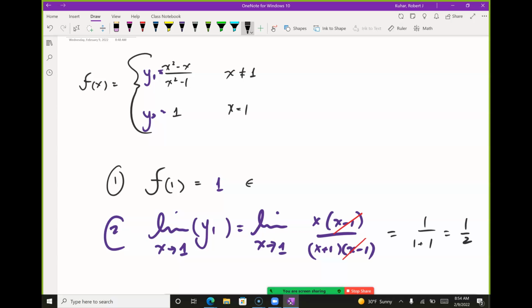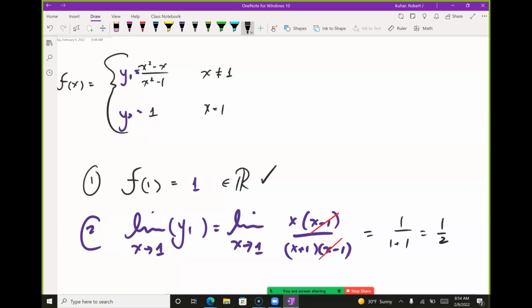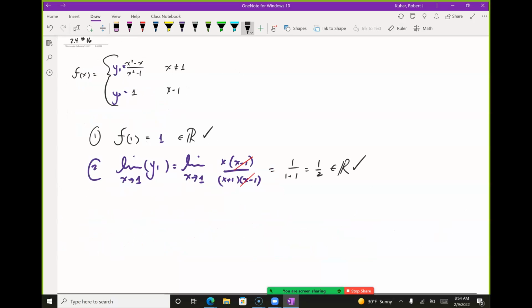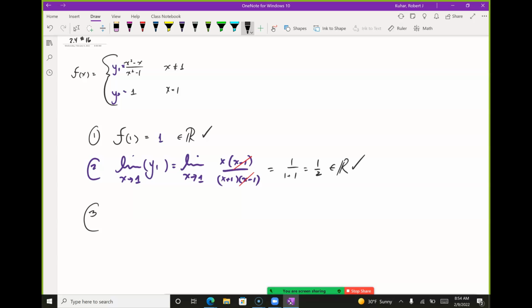So this one exists, check. This one exists, check. But guess what? They don't match, right? Since the limit does not equal f of 1, f is discontinuous at 1. Yeah, that's step 3.